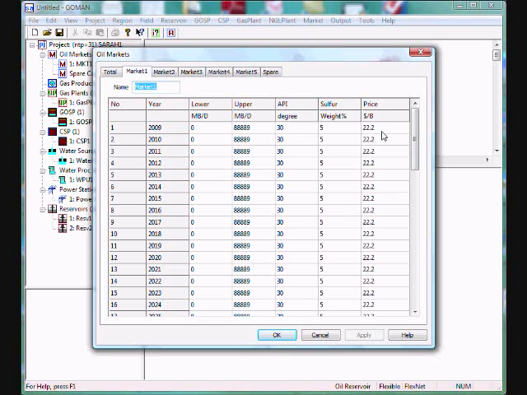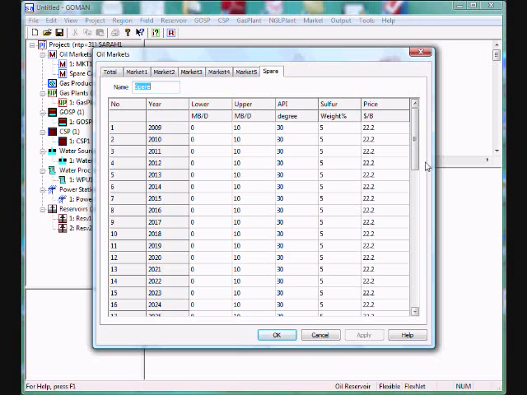You can also define a spare market, and I don't know if you remember that when we defined the general options for the reservoir, we defined the priorities for each of these reservoirs to provide hydrocarbon to the spare market. So the spare capacity is modeled as an independent market where you can also define the same properties: the lower and upper bounds, the API degree, the maximum sulfur content, and the price for that spare market.